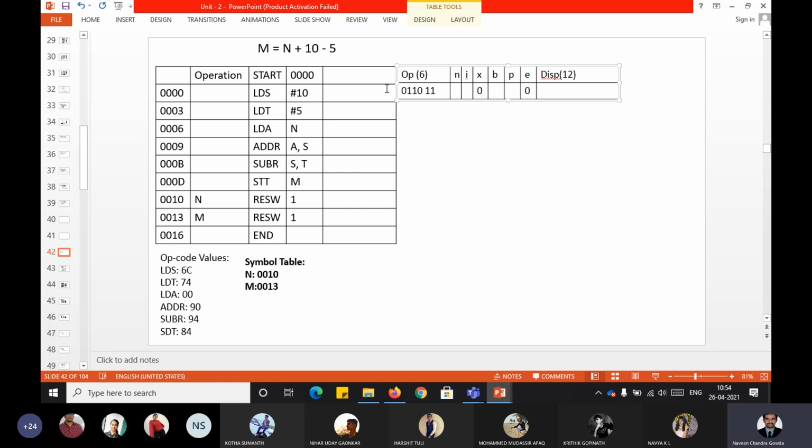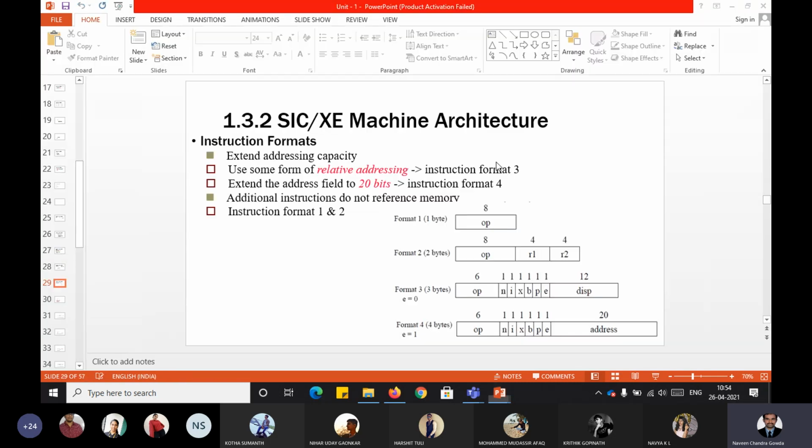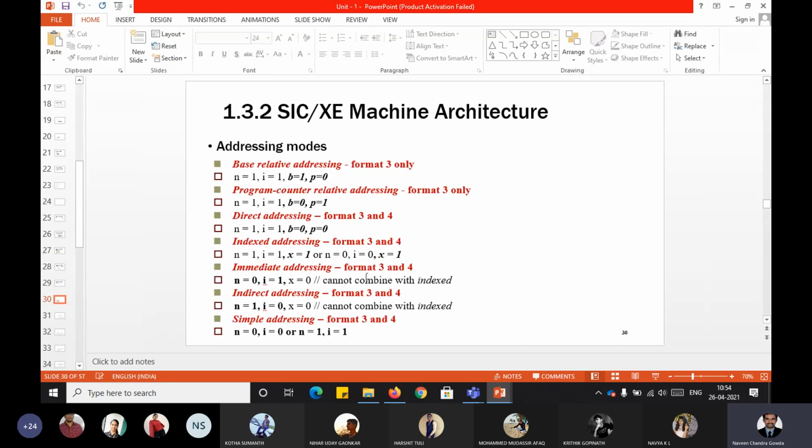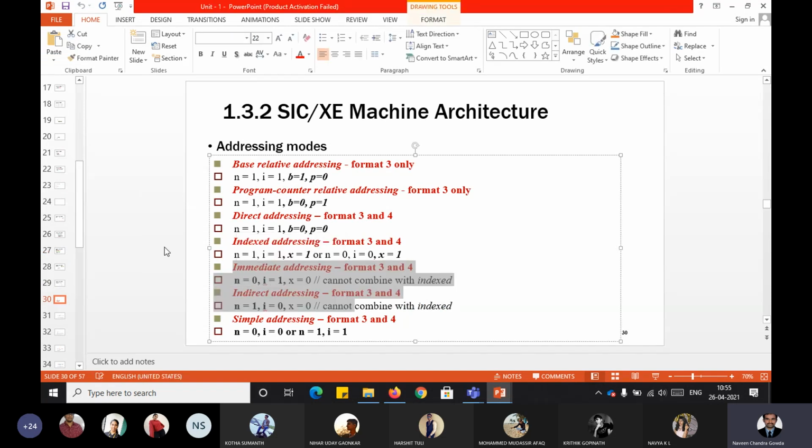Next, coming to N and I. What are N and I? If you remember from our addressing modes, with respect to N and I, we have 2 cases. Either it can be immediate or it can be indirect. I repeat, it can be immediate or indirect.